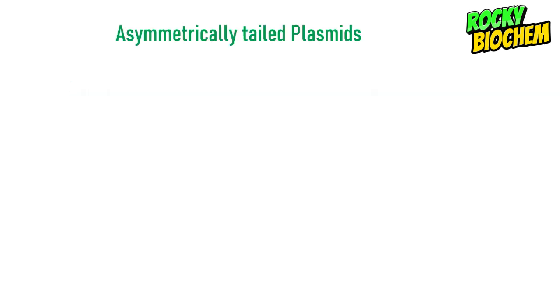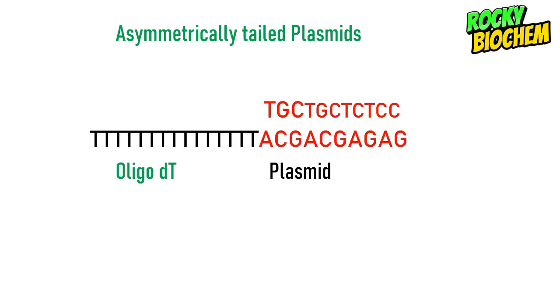Now, aside from the use of the oligo dT primer linkers and the oligo dT adapters, we can also make use of a certain modified version of the oligo dT primers called asymmetrically tailed plasmids. So asymmetrically tailed plasmids are a modified version of oligo dT primers, but this time around the oligo dT primer has already been ligated with the vector. The vector has already been ligated with the oligo dT primers. So by the end of the cDNA synthesis, it would already be inserted into the vector, and there will be no problem with cloning since the plasmid has already been ligated with the cDNA.